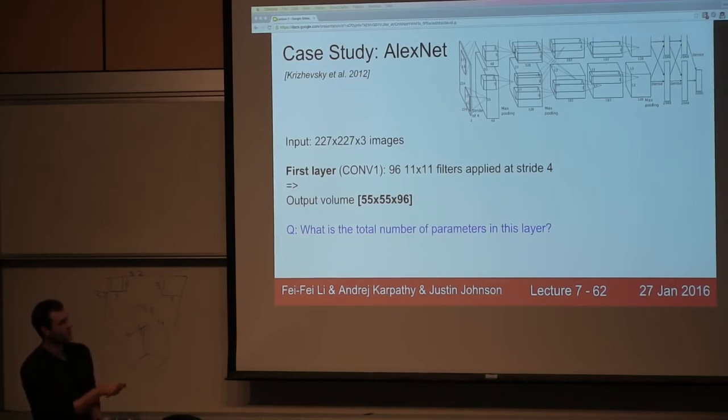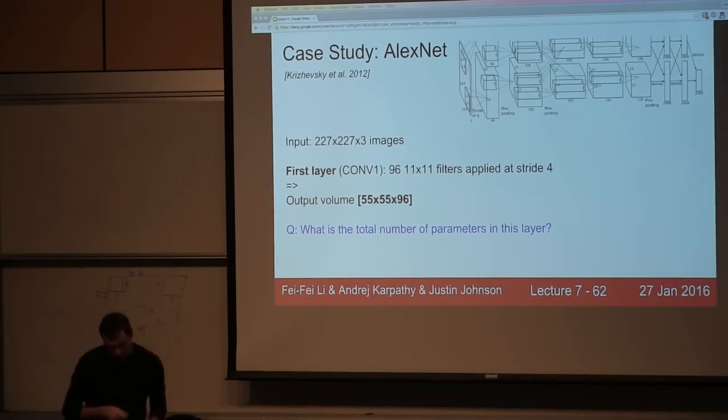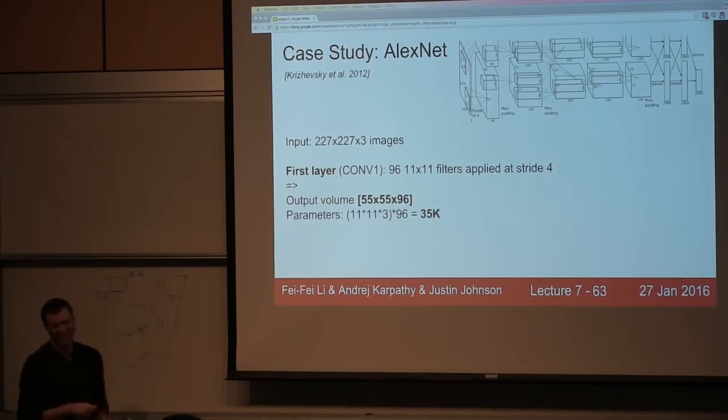What is the total number of parameters in this first convolutional layer? Maybe you can't compute that. Okay, that is kind of difficult to compute, so I didn't expect you to do this in your head. It's 11 by 11 times 3, because every one of these filters is 11 by 11 by 3 channels. There's 96 of them. It's roughly 35,000 parameters.